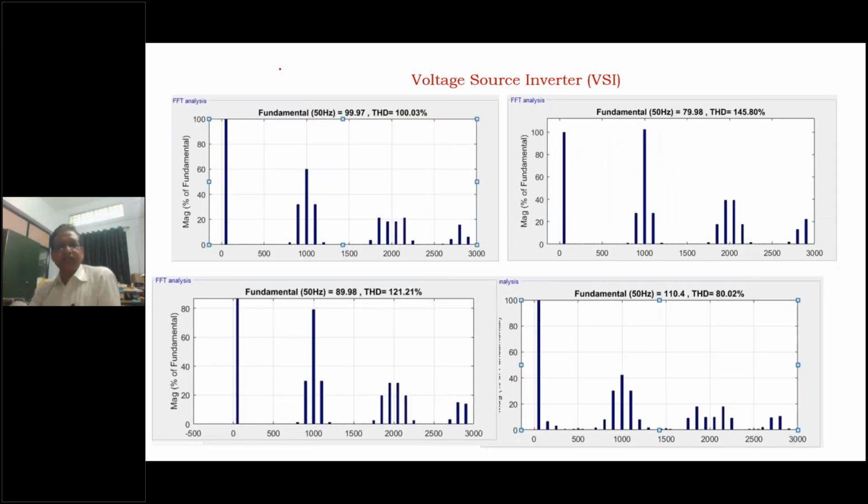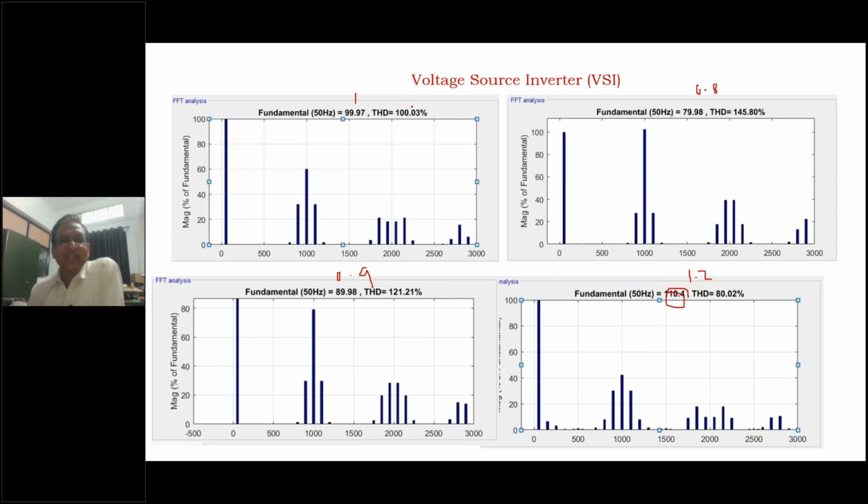Now see another example I'm going to consider here. Here the modulating index is 1, here the modulating index is 0.9. There is a comparison. Here the modulating index is almost 0.8, and here the modulating index is 1.2, over modulation. So this relation is not linear.